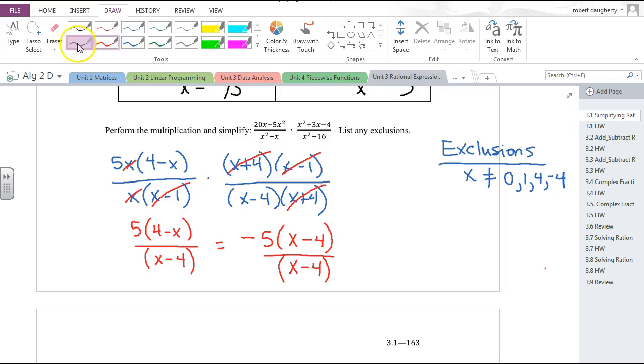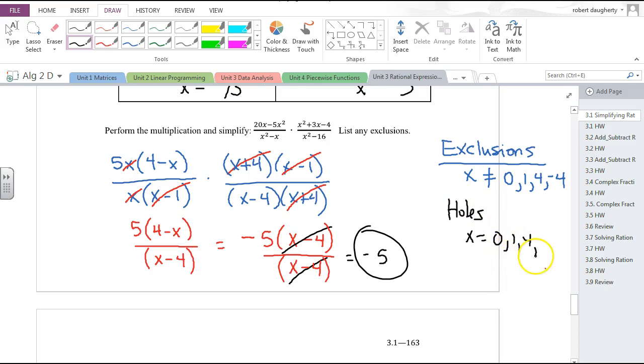Now what simplifies? What's x minus 4 divided by x minus 4? So this answer is what? That's negative 5. Okay, so this big expression times this expression equals negative 5. Okay, so are there any vertical asymptotes? Are there any exclusions here? No. So these exclusions are called what? Holes in the graph. Okay, so the holes in the graph are at x equals 0, 1, 4, negative 4, and there are no vertical asymptotes.